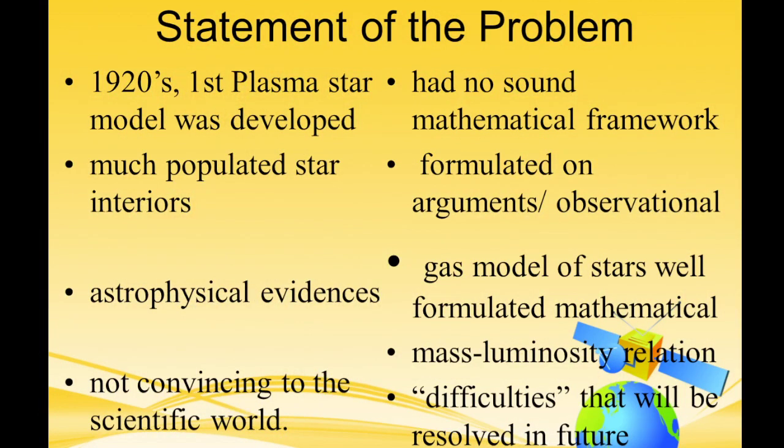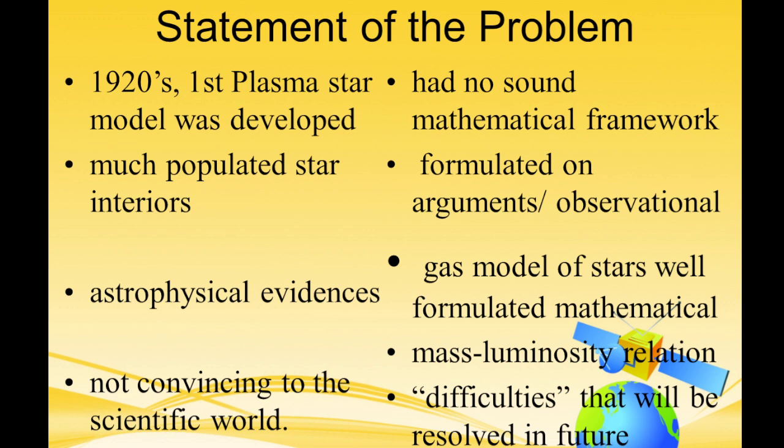Okay, but when this model was developed, it was not convincing to the scientific world. And why was it not convincing? Because it had no sound mathematical framework. The mathematics that was used to develop it was not so strong. Okay? So there were a lot of arguments around it. Actually, the model was only formulated on arguments and observational facts.